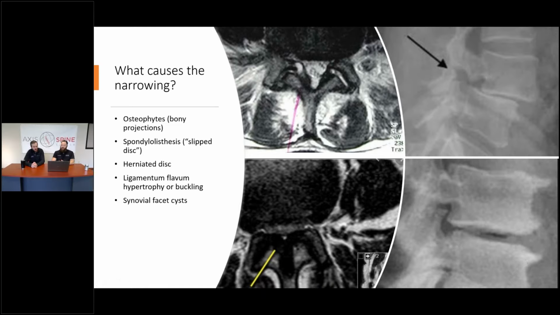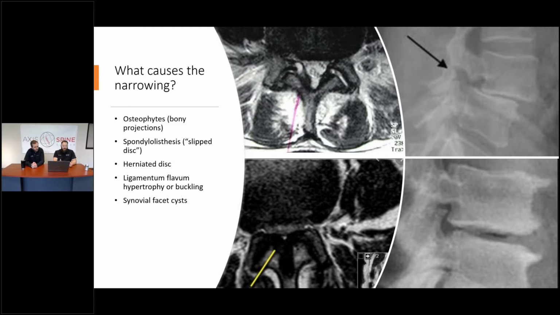And osteophytes are bone spurs. That's when your body has any arthritis, it makes bone spurs. Anywhere in your body, your knees, your elbows, your fingers, your spine, with arthritis, your body reacts by making bone spurs. And another thing that can cause narrowing is what's called spondylolisthesis, which is just a fancy word for a slipped disc. And that's represented in the upper right-hand corner, where you have that bone just shifted forward.